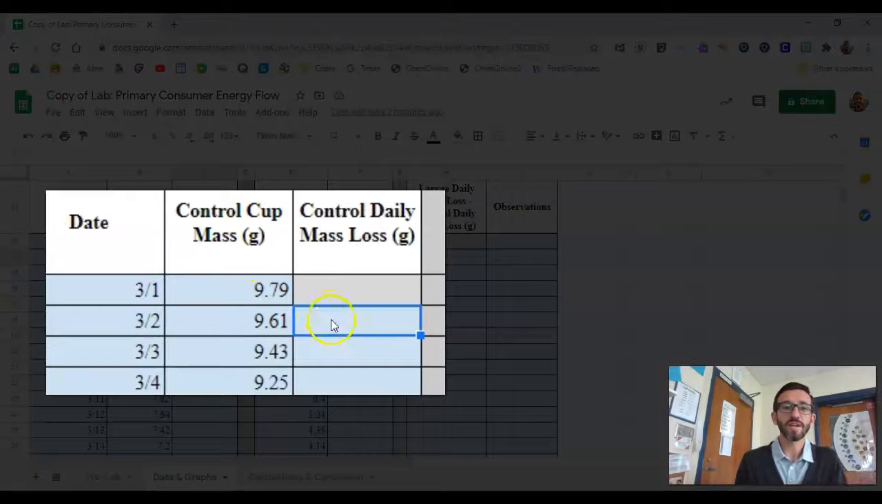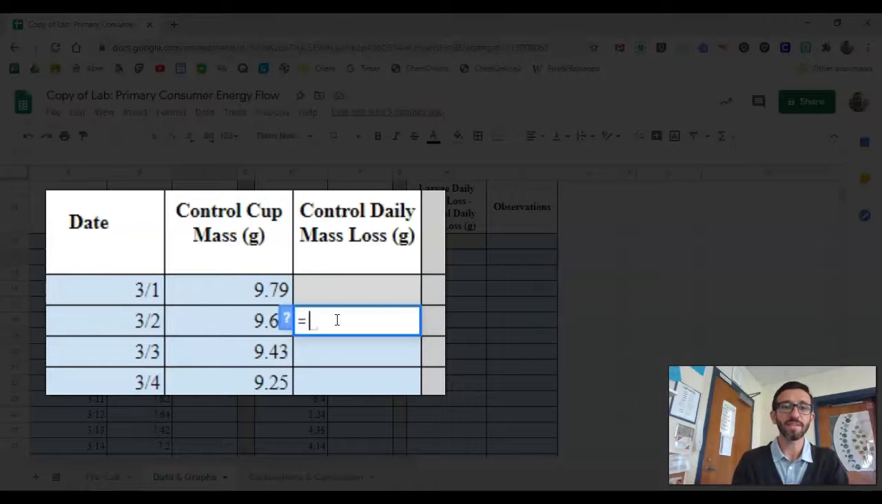So this is my control cup. How much did it lose from day 1 to day 2? Now all this data here is just data that I made up, so don't think that your data needs to look like this. I made this up, so use your data. Again, I'm going to have the spreadsheet do the work for me.